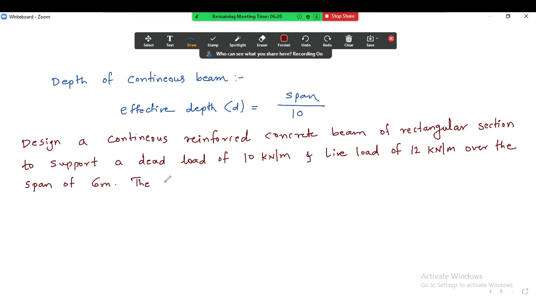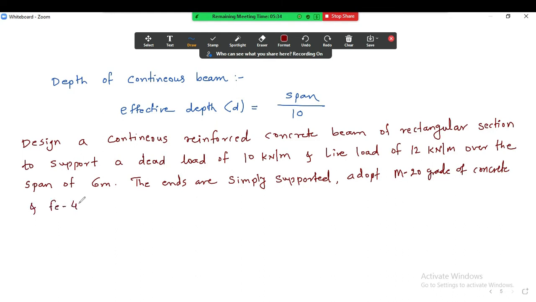The ends are simply supported. Adopt M20 grade of concrete and Fe415 steel.